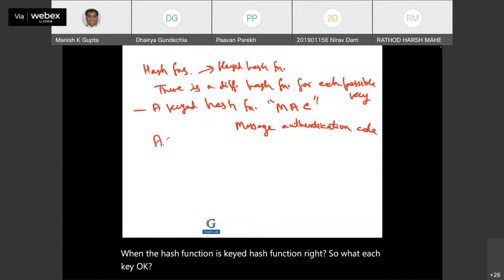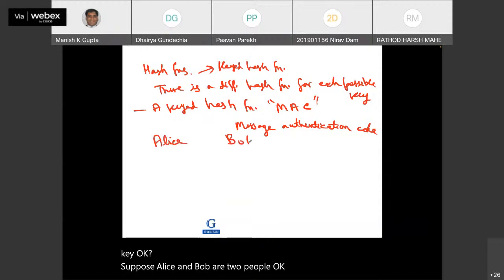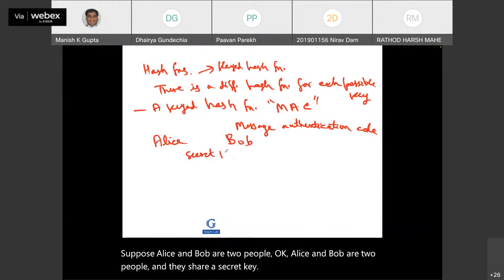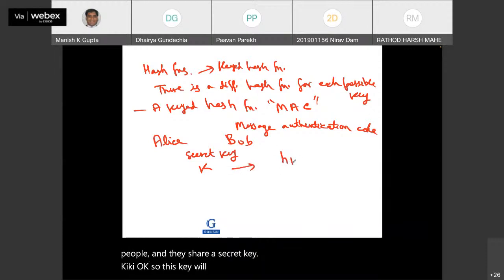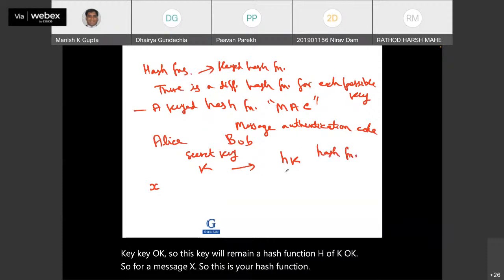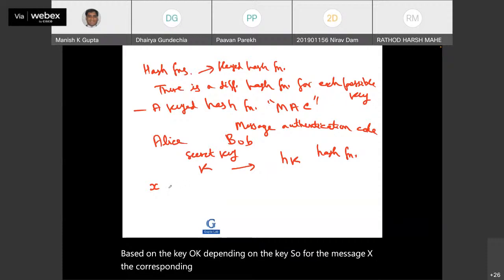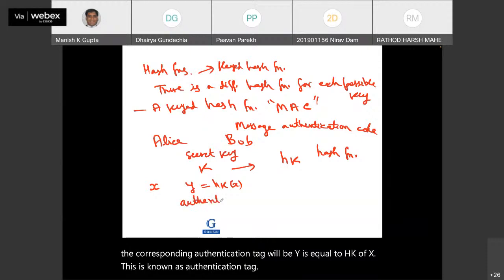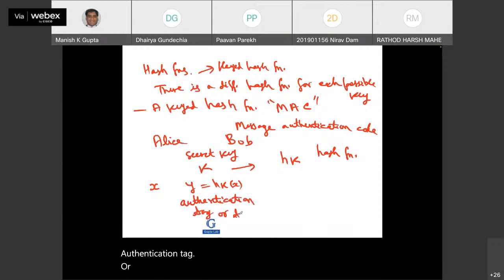Suppose Alice and Bob are two people, and they share a secret key k. This key will determine a hash function h_k, depending on the key. For a message x, the corresponding authentication tag will be y equal to h_k of x. This is known as the authentication tag, or simply the tag.